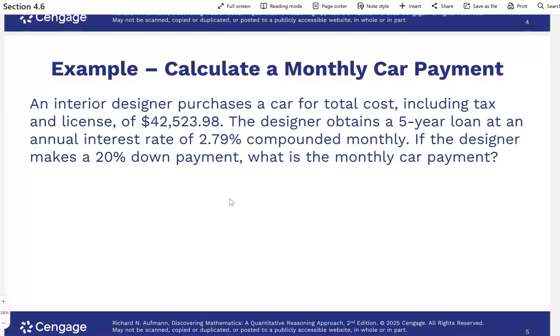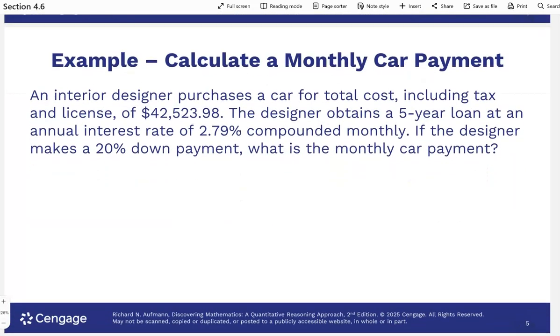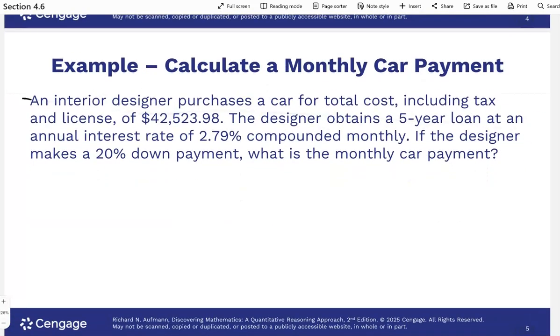An interior designer purchases a car for a total cost, including tax and license, of $42,523.98. And they're going to take out a 5-year loan at an annual interest rate of 2.79% compounded monthly. We want to know the monthly payment if they make a 20% down payment on this car. So let's highlight all of our important information here.